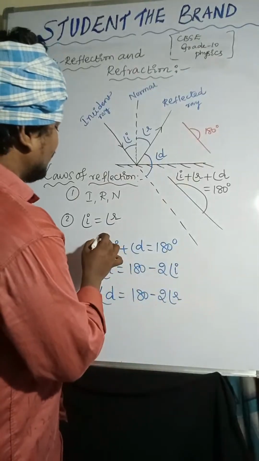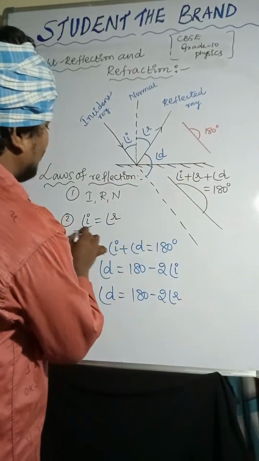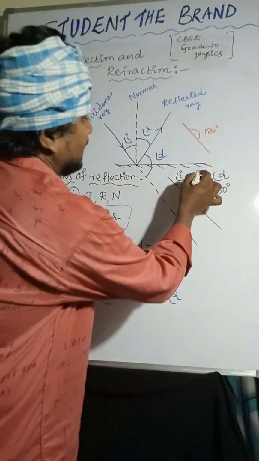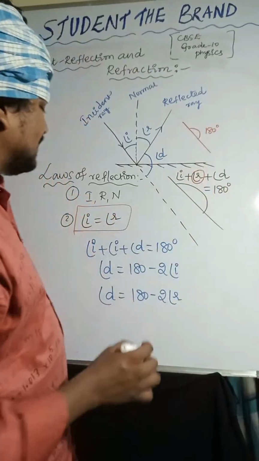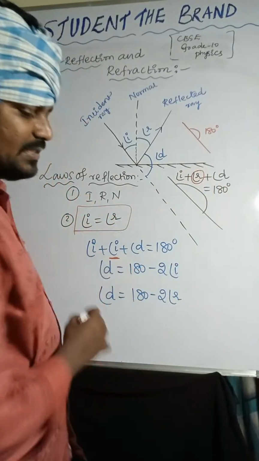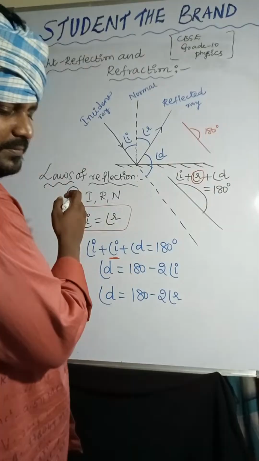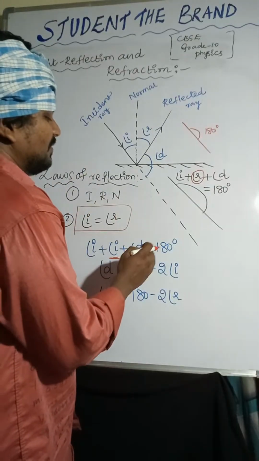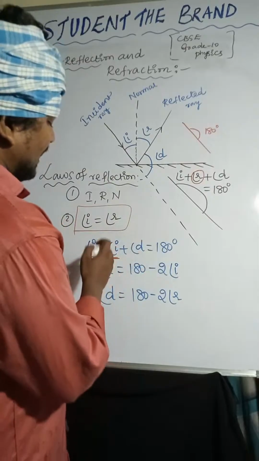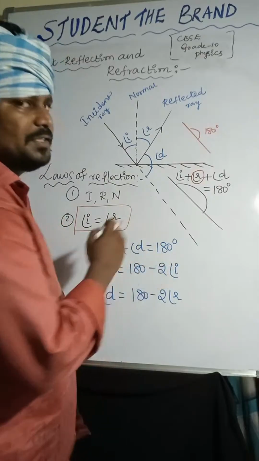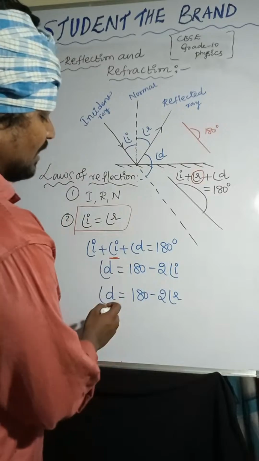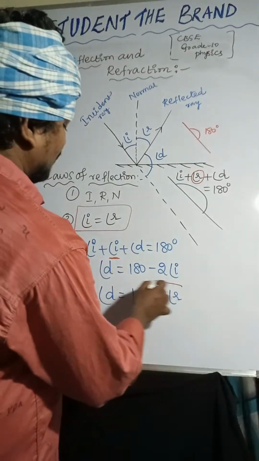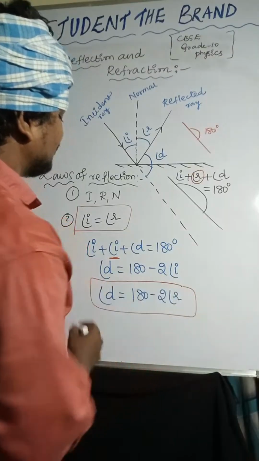Now from the laws of reflection, in the place of angle of reflection I am taking angle of incidence. So angle of incidence plus angle of incidence plus angle of deviation equal to 180 degrees. Angle of deviation equals 180 minus 2 times angle of incidence, or 180 minus 2 times angle of reflection. I hope it is very clear to you all, right?